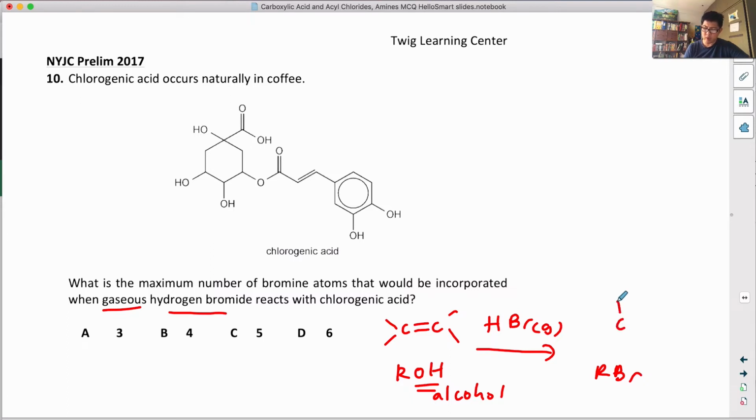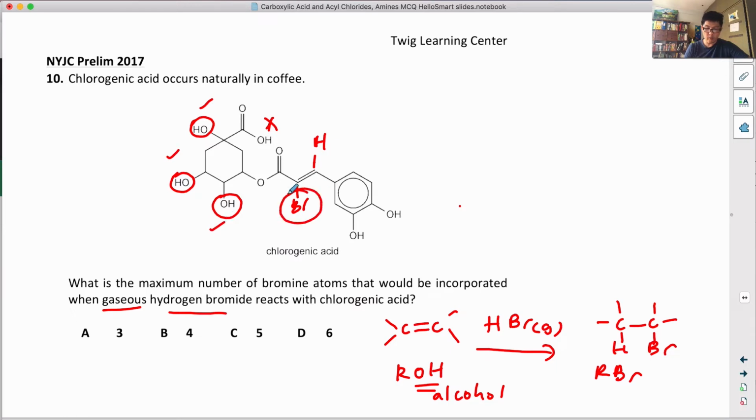If it's alkene, then of course you understand that it undergoes electrophilic addition. So I'm going to circle the ones that can be replaced. This alcohol, OH replaced with Br. 1, 2, 3, right? It doesn't react with carboxylic acid, so there's no reaction there. It only reacts with alcohol. Another thing it can react with is the alkene. So I can put a Br here and I can also put an H here. Very quickly, how many Br did I replace? 1, 2, 3, 4. So the answer is B. Okay, let's look at the next question.